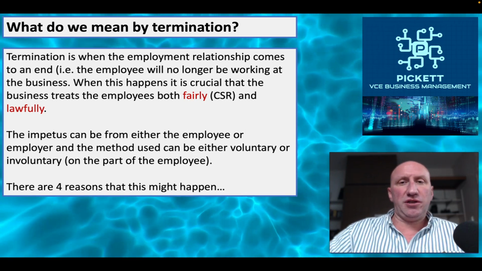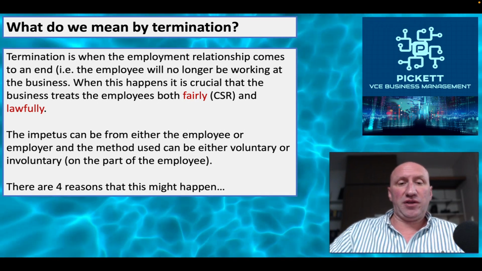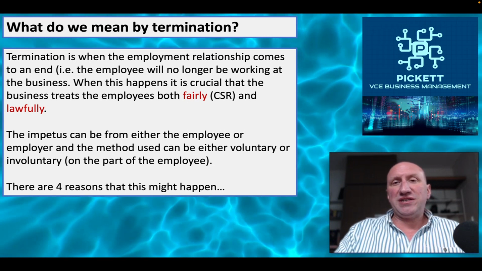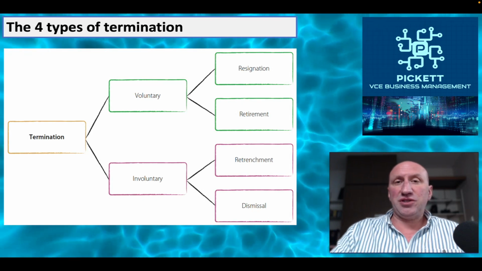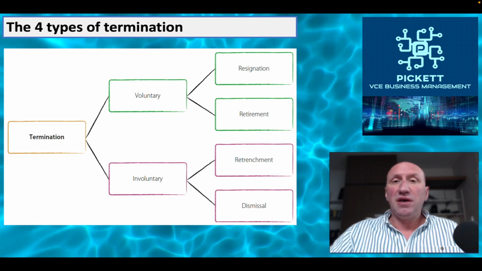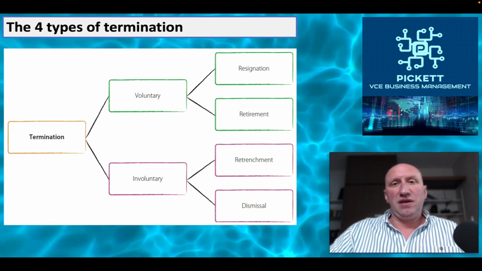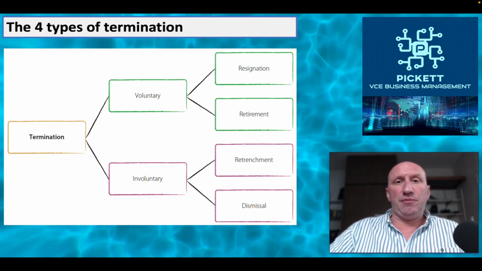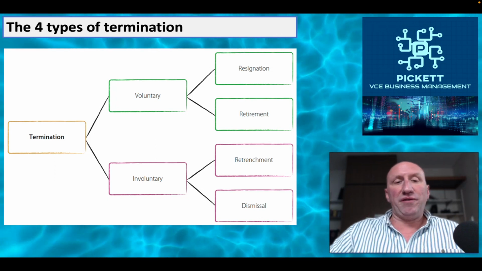And the method used for the termination can be either voluntary or involuntary, okay? So involuntary on the part of the employee. So look, those 4 reasons are identified in the study design. Okay, the ones that you see on the right there: resignation, retirement, retrenchment, and dismissal. Basically, when anybody ever leaves a business, they're leaving for one of those 4 reasons. There are no other reasons that people leave a business. It always can be categorized under one of those 4.